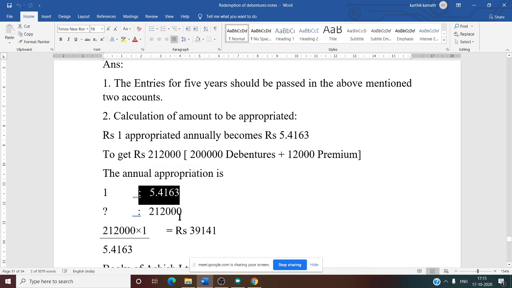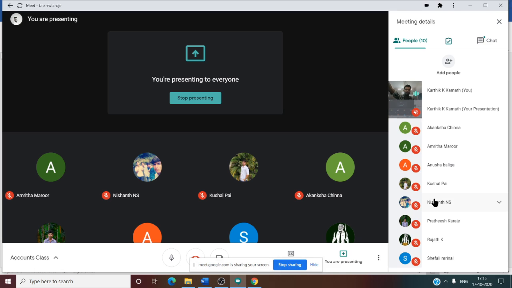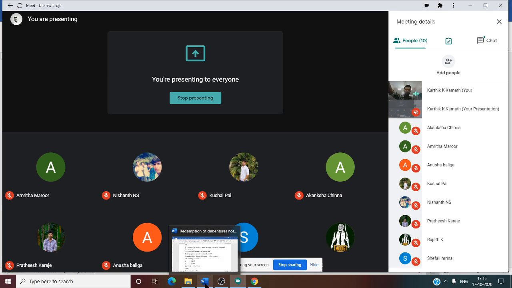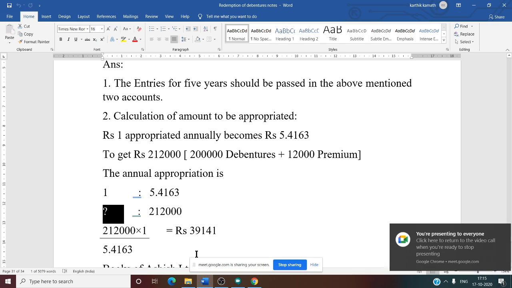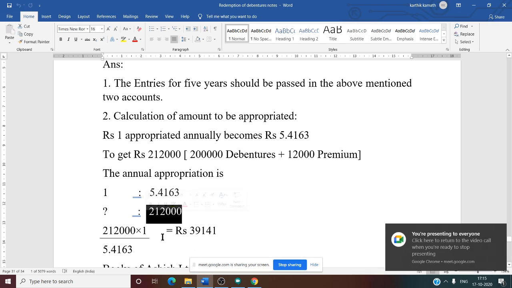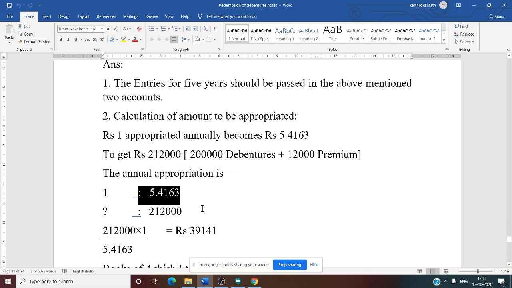So if we write 2,12,000 this side and 2,12,000 this side, then what happens? That is under 1. In that case, 2,12,000 into 5.41, of course, will be more than 10 lakh. That is not possible because our debenture plus premium value itself is 2,12,000. So that is why we are writing it under the more value. Here, the more value is 5.41, so below that you need to write 2,12,000.